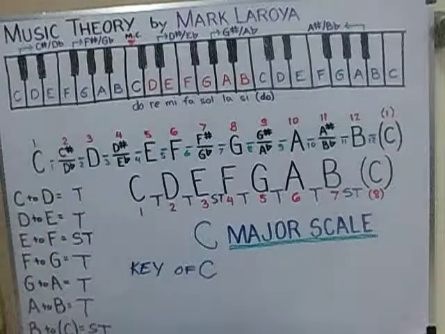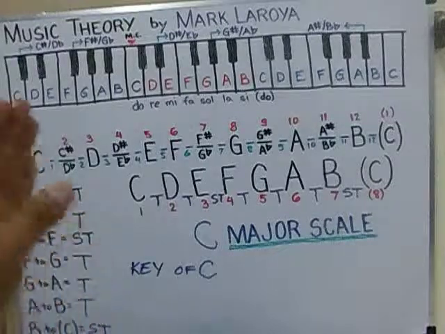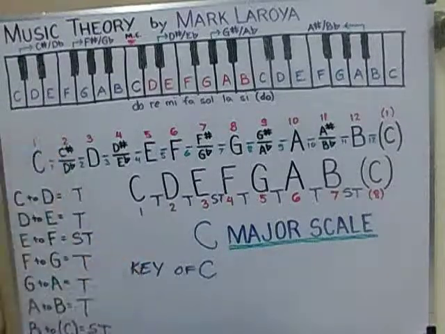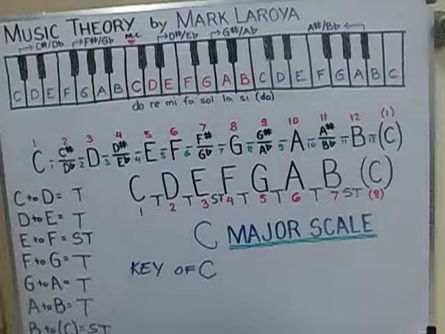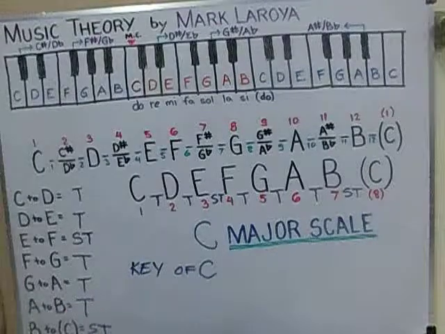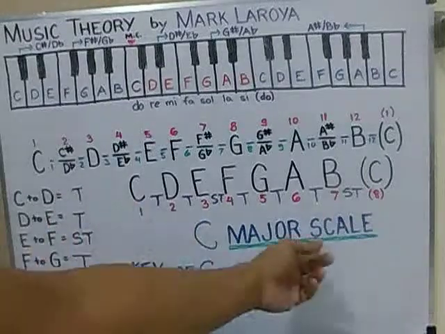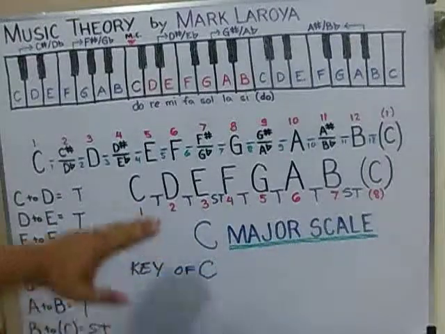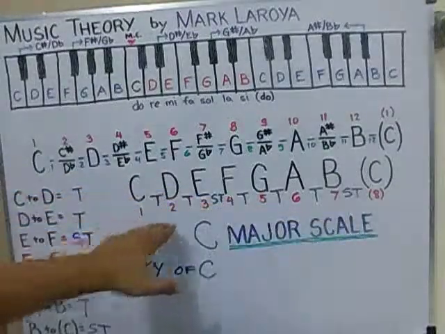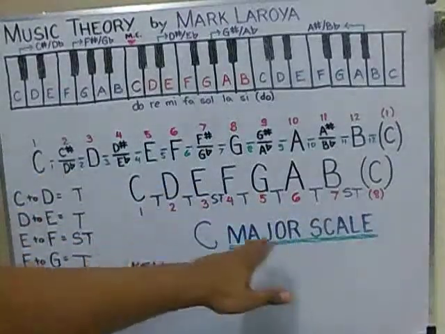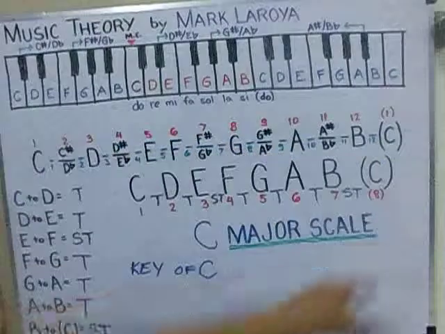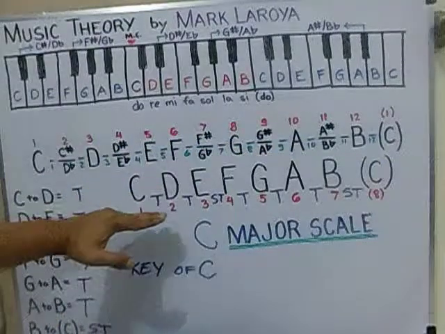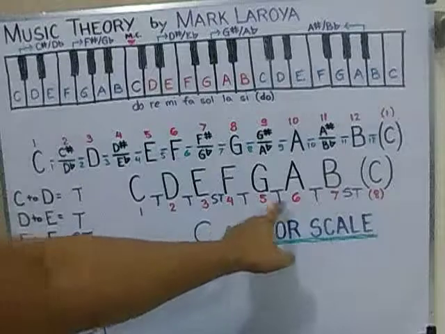On our next discussion, we will determine the structure of the major scale for D, E, F, G, A, and B. Let's see how many sharps and flats we are going to get as we construct their major scale. So for now, I call this a flawless scale, flawless because there are no flats and sharps. C, D, E, F, G, A, B. And in this scale, this is our Do, Re, Mi, Fa, Sol, La, Si, Do.